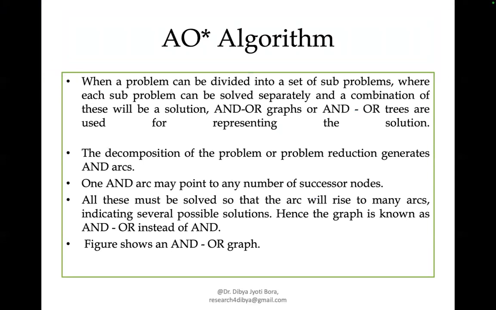AO star algorithm is based on AND-OR graphs or AND-OR trees. ठीक है, मतलब हम क्या करते हैं, प्रॉब्लम को AND arcs में ब्रेक करते हैं. One AND arc may point to any number of successor nodes, and all of these must be solved so that the arc will rise to many arcs, indicating several possible solutions, and the graph is known as AND-OR instead of OR. तो क्या होता है, ग्राफ का दो पार्ट है.